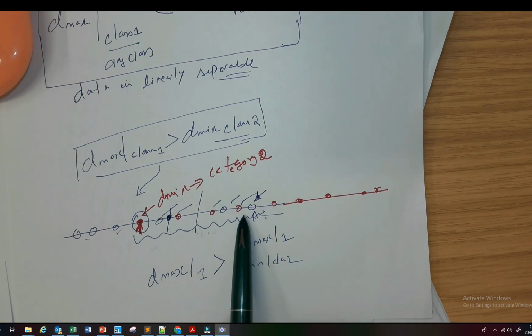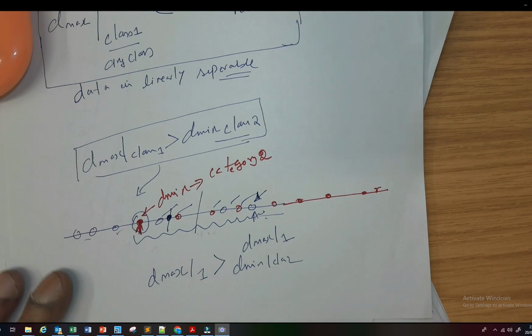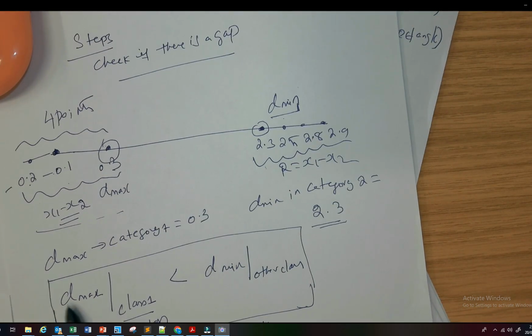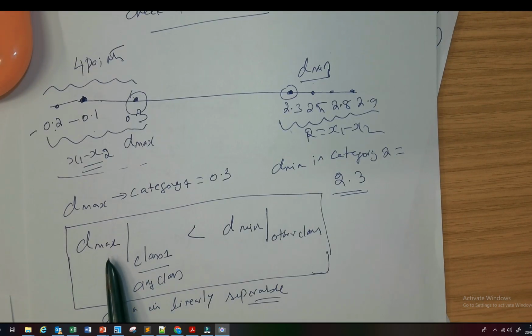So this is not possible. So that's why, if this condition is not met, D max from one class is less than D minimum of the other class, then the data is said to be linearly separable. So this is a must condition.